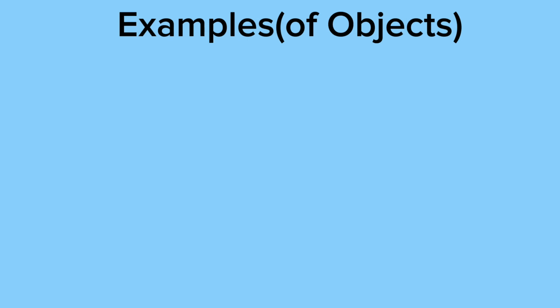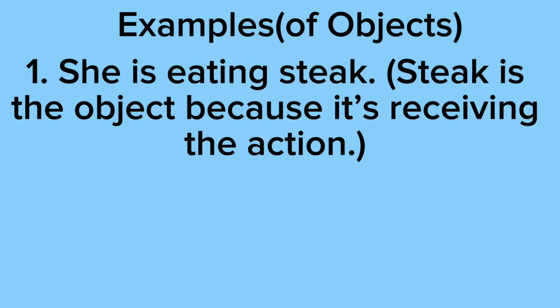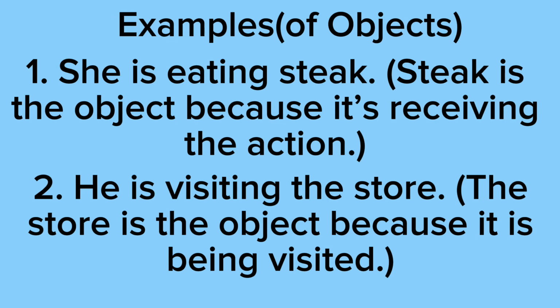Examples of objects. So our first example says she is eating steak. In this sentence, steak is the object because it's receiving the action, meaning steak is being eaten. So that's what makes it the object. Our next example says he is visiting the store. In this sentence, the store is the object because it's being visited. The store is receiving the action.